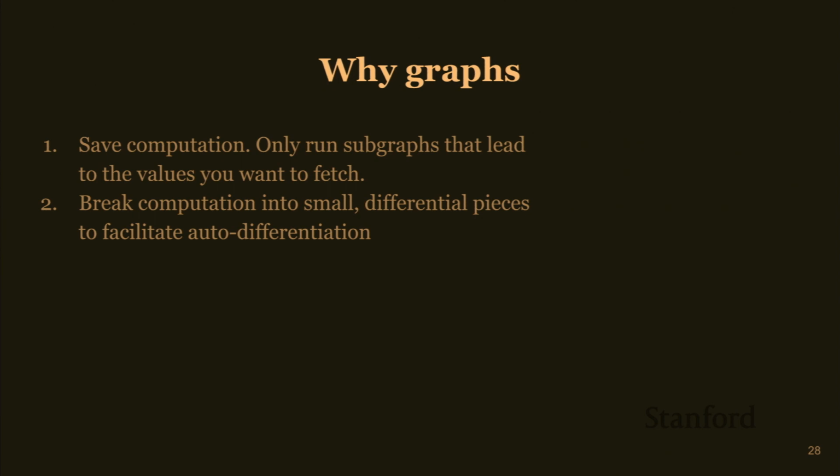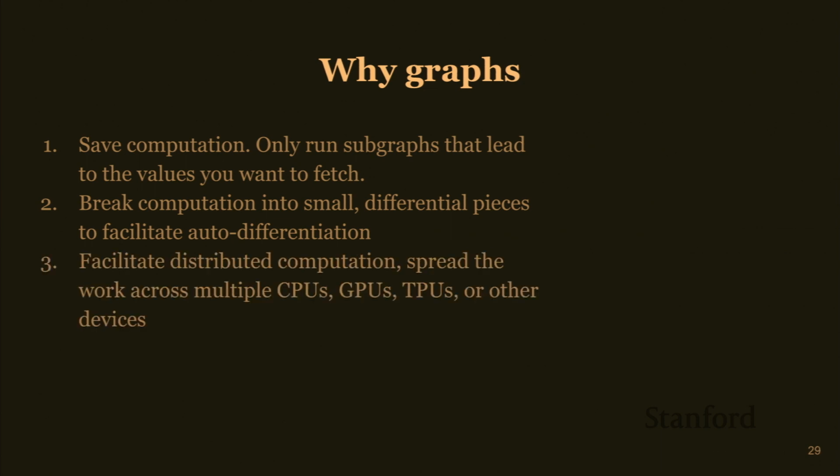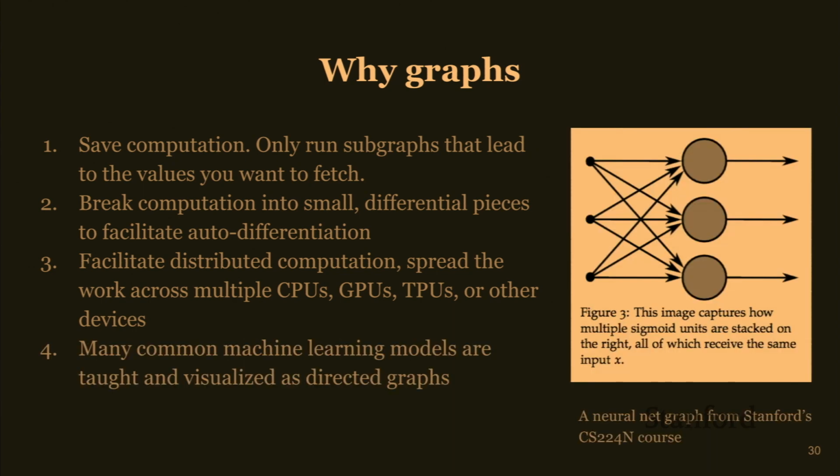TensorFlow, as well as a lot of modern frameworks, does auto-diff, so you only need to build a forward path. You just need to define the inference, and it will automatically do the differentiation for you. The third reason is to facilitate distributed computation, to spread the work across different machines. TensorFlow does not only work with CPUs and GPUs; you can also put it on a Raspberry Pi or on a mobile platform. And of course, a lot of our machine learning models are already taught as graphs, so visualizing it as a graph makes it easier to understand.